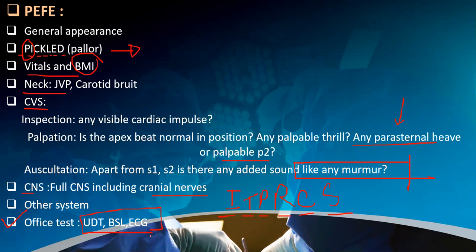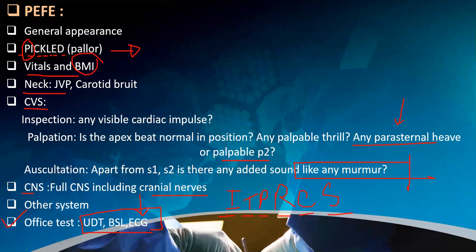Now, office tests, we have 5 or 6. These are 3: urine dipstick, blood sugar, ECG, then you have spirometry and urine pregnancy test. These 5 are the office tests. Sometimes ABG is also an office test, but for AMC, we don't need to ask ABG. In this case, the most important is ECG. Don't forget to ask ECG in a cardiac cluster. So urine dipstick, BSL, ECG, and the other 2 office tests if relevant.